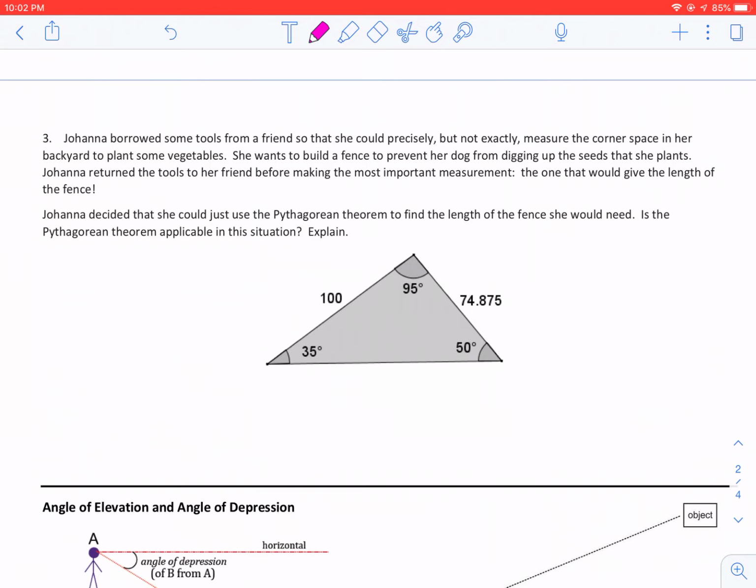Right? Here is a little nicer problem. Joanna borrowed some tools from a friend so that she could precisely but not exactly measure the corner space in her backyard to plant some veggies. She wants to build a fence to prevent her dog from digging up the seeds that she plants. Joanna returned the tools to her friend before making the most important measurement, the one that would give the length of the fence. So she decides to use the Pythagorean theorem to find the length of the fence. Is the Pythagorean theorem applicable in this situation? Explain.